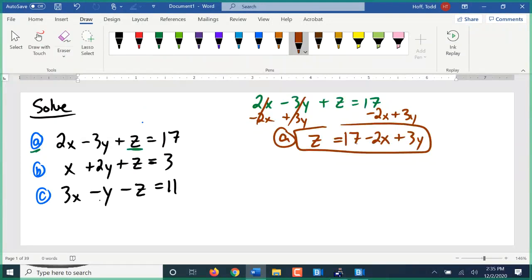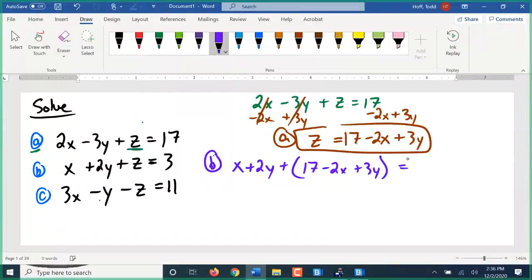Now we have to put that back into the other two equations. Let's look at equation B. X plus 2y. Instead of Z, I'm going to put in 17 minus 2x plus 3y equals 3. Now we have to solve that. First, we're going to combine what we can on the left side. The parentheses aren't doing anything. There's nothing to do inside the parentheses, nothing we can combine there. And there's nothing happening to the parentheses. So realistically, we can just take the parentheses out.